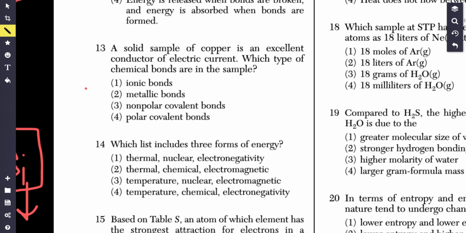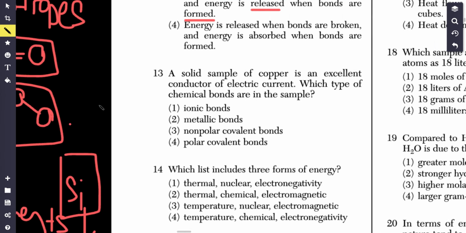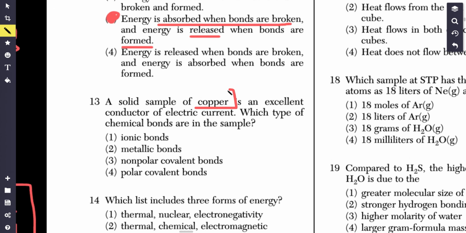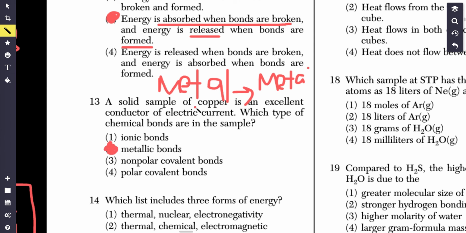Which type of chemical bonds are in the sample? Well, if I have just copper, this is the biggest giveaway. A solid sample of copper. If you just have a metal atom, you have metallic bonds. I'm just going to highlight the answer. That is the biggest giveaway that you should notice right away.